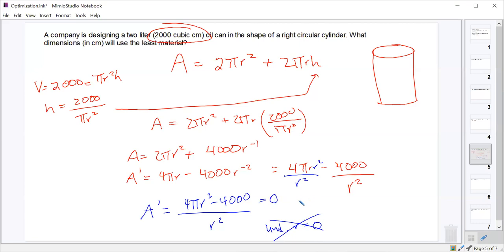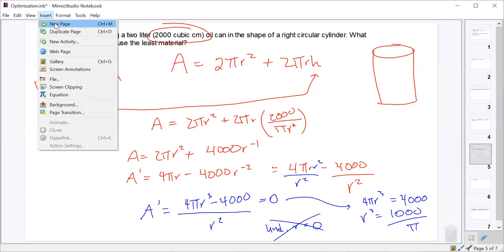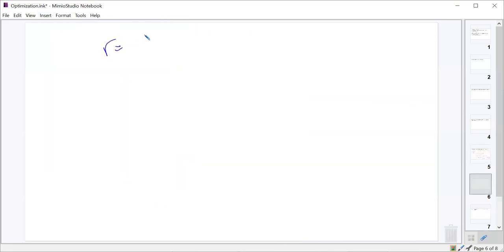No. And so now we'll just set 4 pi r cubed minus 4,000 equal to zero, or 4 pi r cubed equal to 4,000. And if we divide by 4, that's 1,000. We divide by pi, that's 1,000 over pi, right? r cubed equals 1,000 over pi, or cube rooting that, we would end up with r equals 10 over the cube root of pi. Good or no?